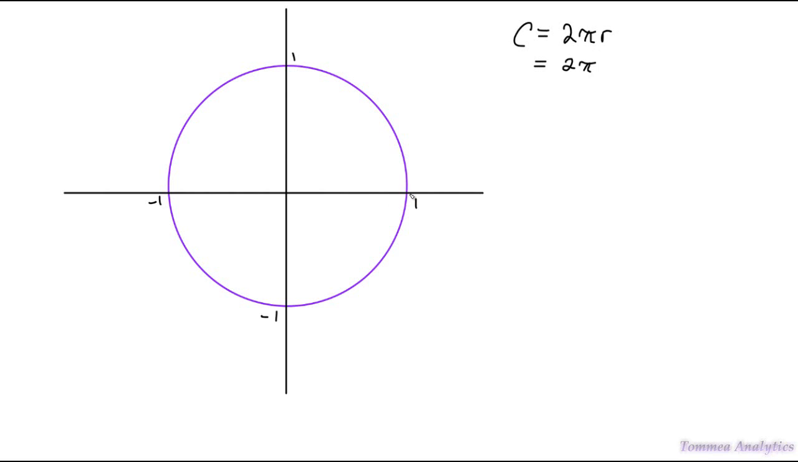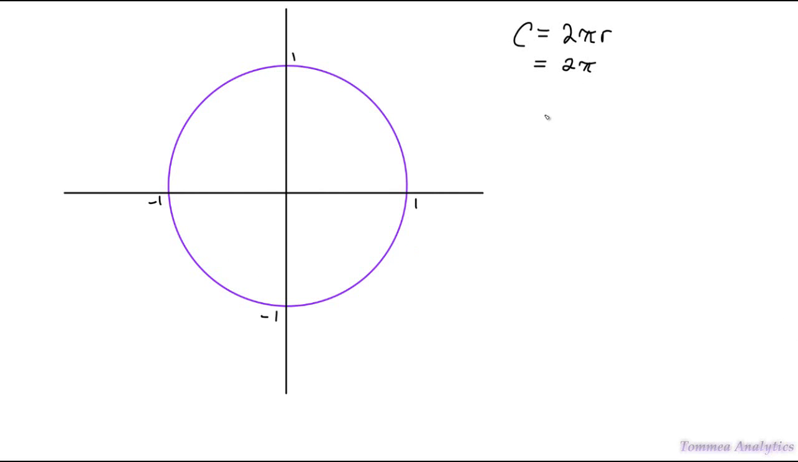And that just means that if we start here at this point 1, 0, and we traverse the entire circle back to the point 1, 0 again, that is a distance around the entire circle which is equal to 2 pi. That is the length, or arc length as well, of the entire circle.